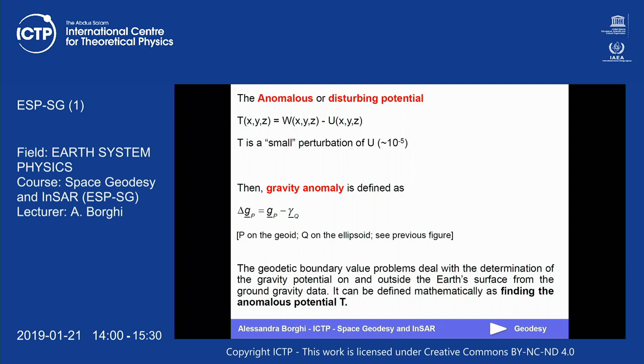And T is an anomaly, it's a perturbation, it's not a big quantity. It's like 10 to the minus 5 of U. Starting from this, we can have the gravity anomaly. So when we say gravity anomaly in geodesy, we use this quantity. We don't use 9.8 meters per second squared. We use a different quantity given by the difference between the observed gravity and the normal gravity, which we obtain using a given ellipsoid.